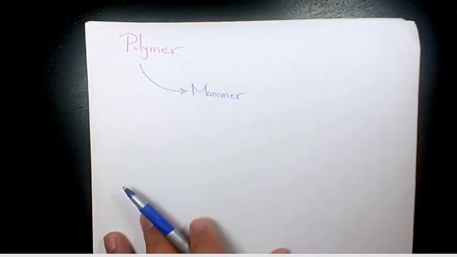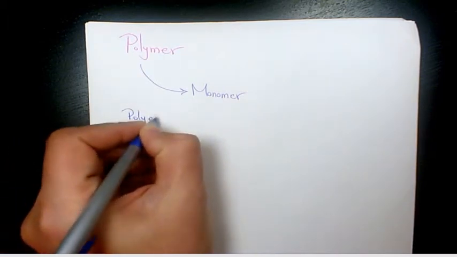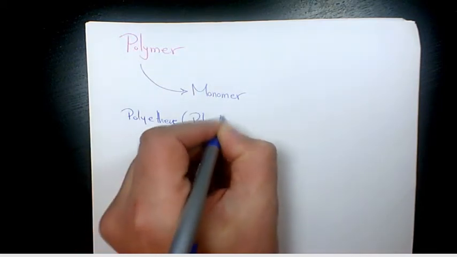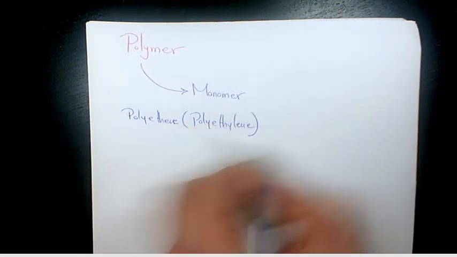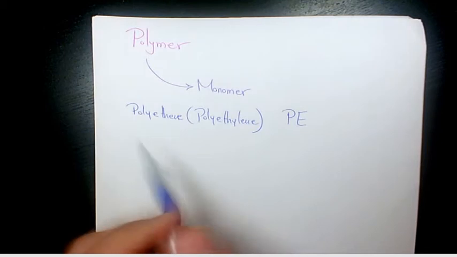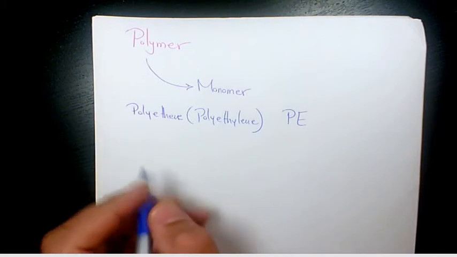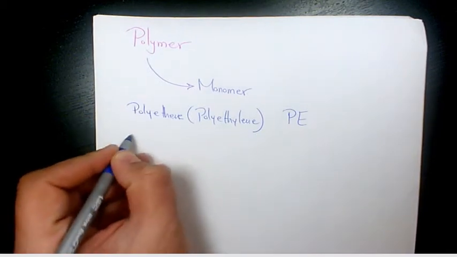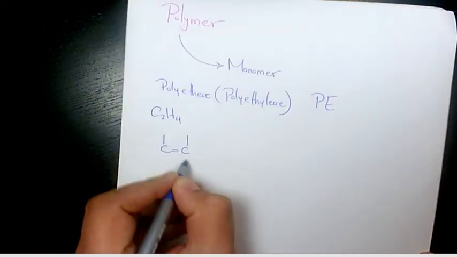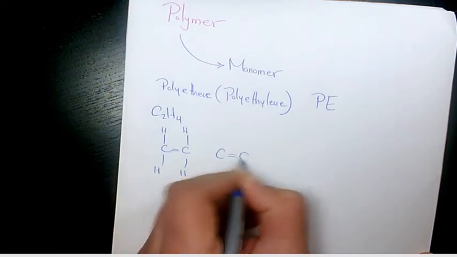The simplest polymer we have is called polyethylene, or simply shown by PE. This polymer is produced from the monomer called ethene or ethylene, which we know is C2H4, or we can show it like a double bond, and we have hydrogens connecting to the carbon like that.